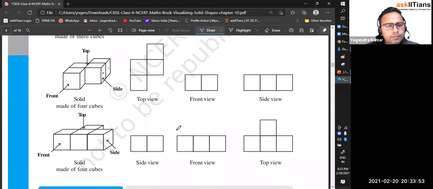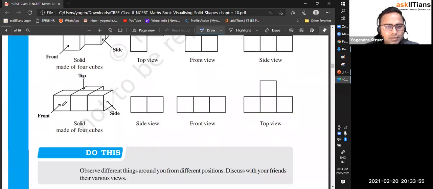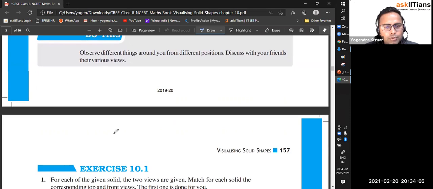Okay, it will be there. I hope you're getting it. Okay, this front view is what? This one. Top view will be like this one, and side view is what? This and this another part, right? You can observe this, right? I hope you got it right.